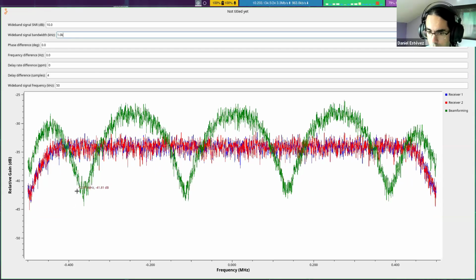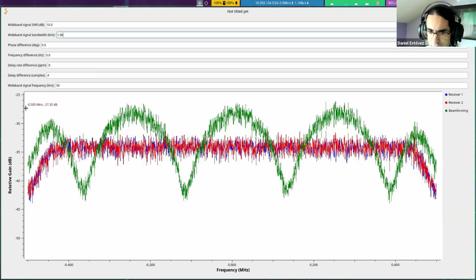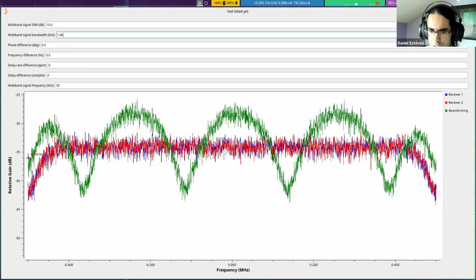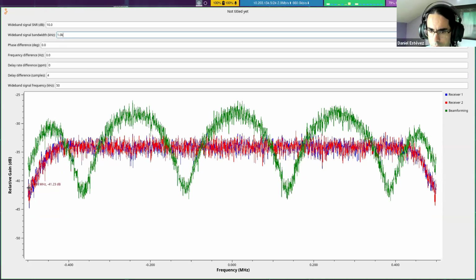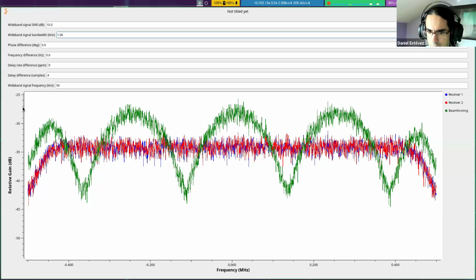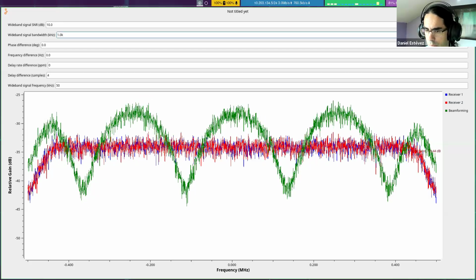Well, I'm actually counting wrongly. So 1, 2, 3, 4. The notches are in here. And actually in here I have constructive interference, but we cannot see that because the signal I'm using actually drops off. But you can believe me, at the edges we have constructive interference. So it's like this, and then first null, second null, third null, fourth null.